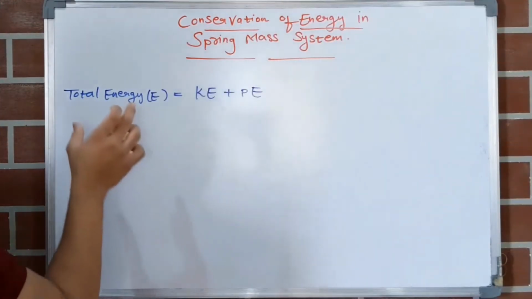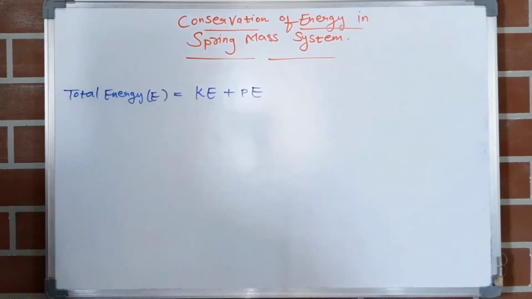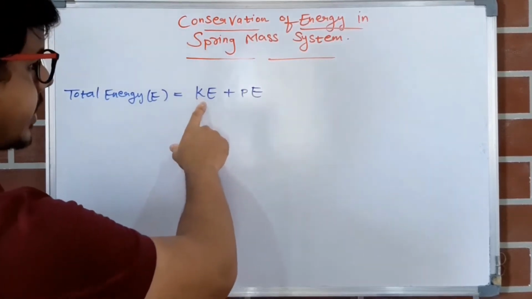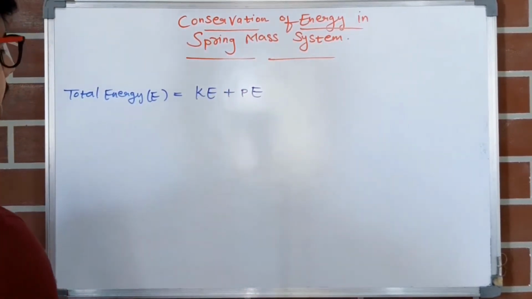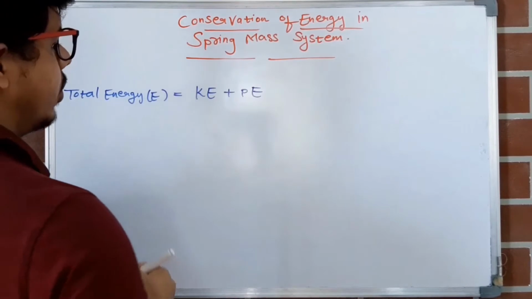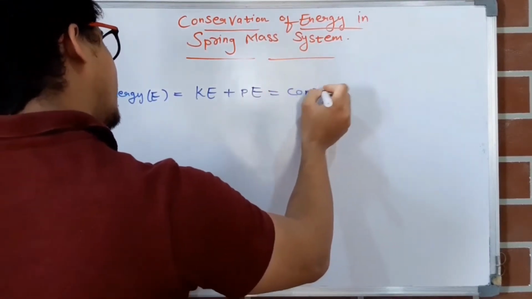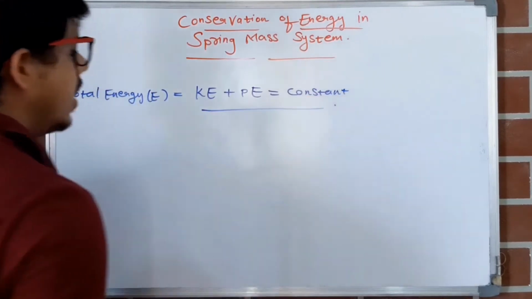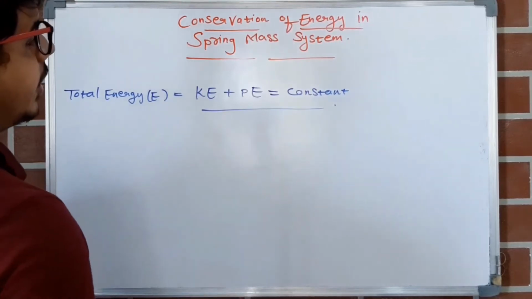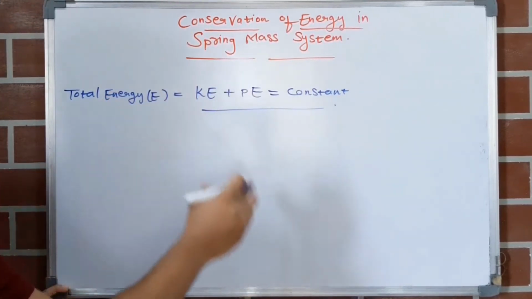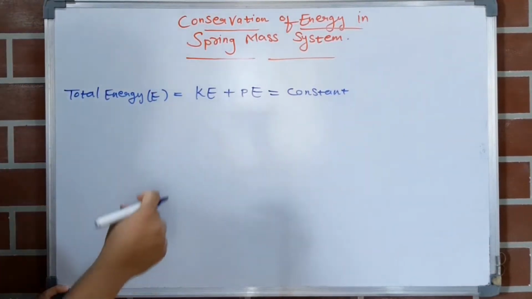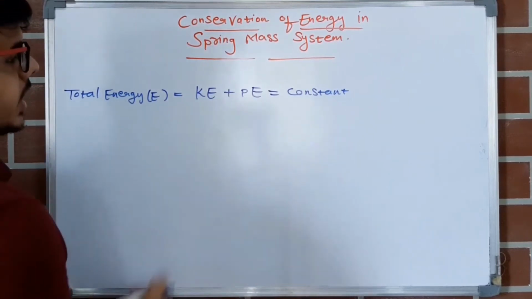Now we know what the total energy is: the summation of kinetic energy plus potential energy. Our total mechanical energy equals kinetic energy plus potential energy. According to the law of conservation of energy, our total energy should remain constant. This is possible when the forces are conservative forces. So note that point: whenever the forces are conservative, the law of conservation of energy can be applied. Now we will see in our spring mass system what type of kinetic energy and what type of potential energy will be there.